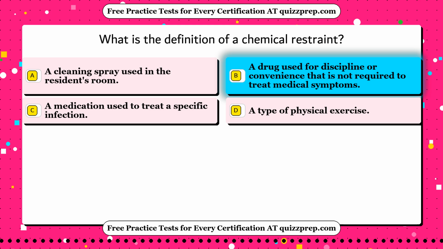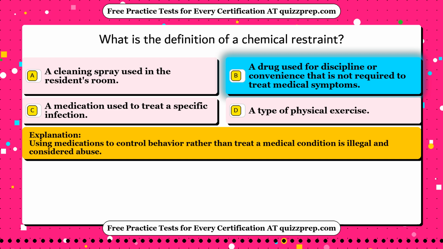The correct answer is option B. A drug used for discipline or convenience that is not required to treat medical symptoms. Using medications to control behavior rather than treat a medical condition is illegal and considered abuse.